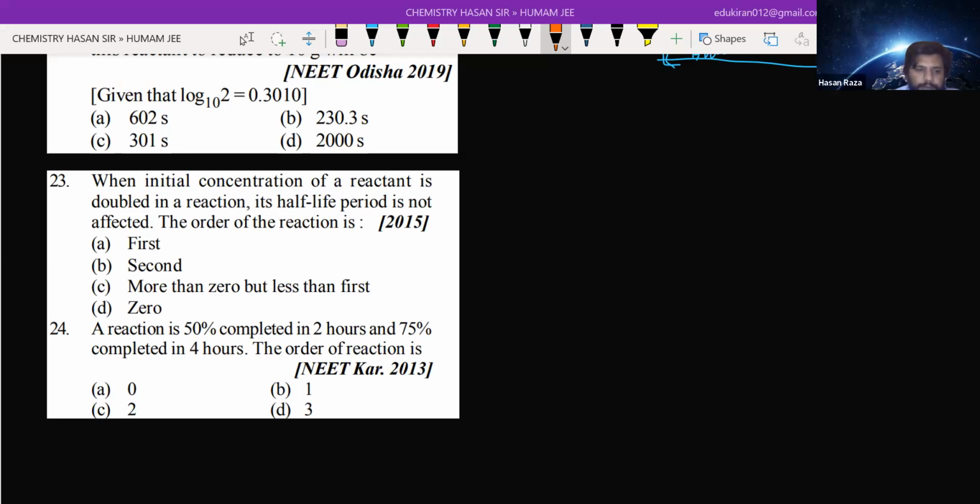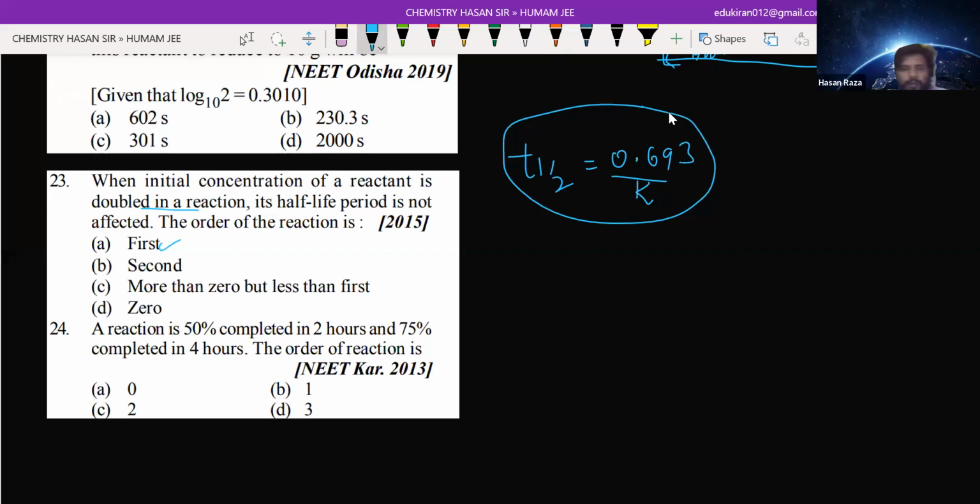Third, you are saying it's C. It's a wrong answer. Question 23 will not be C. When the initial concentration of a reactant is doubled in a reaction, its half-life period is not affected. The order of the reaction is simply first order, because a first order reaction has t half equal to 0.693 upon K. There is no concentration term. So this is for the first order reaction.